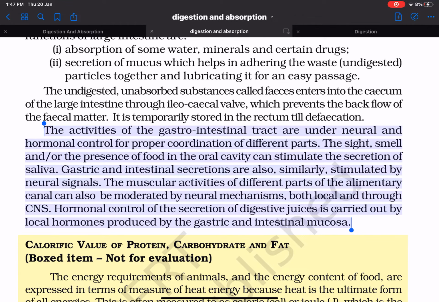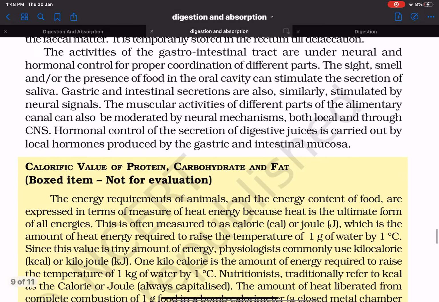The activities of the gastrointestinal tract are under neural and hormonal control for proper coordination of different parts. The sight, smell and/or the presence of food in the oral cavity can stimulate the secretion of saliva. Gastric and intestinal secretions are also, similarly, stimulated by neural signals. The muscular activities of different parts of the alimentary canal can also be moderated by neural mechanisms, both local and through the CNS. Hormonal control of the secretion of digestive juices is carried out by local hormones produced by the gastric and intestinal mucosa.